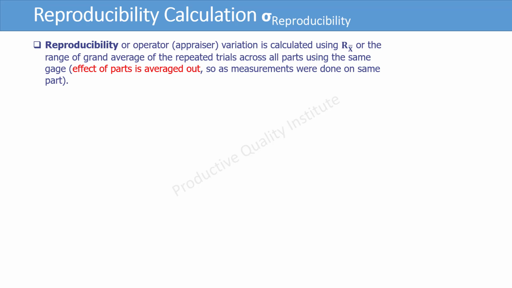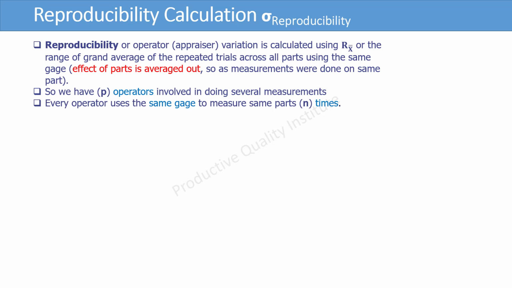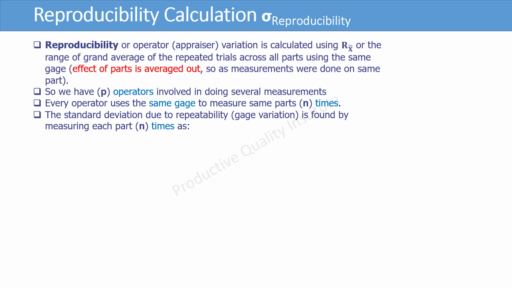Reproducibility, or operator, appraiser, variation, is calculated using R of x double bar, or the range of the grand average, of the repeated trials across all parts. Using the same gauge, the effect of parts is averaged out, as measurements were done on the same part. So we have P operators involved in doing several measurements. Every operator uses the same gauge to measure the same parts n times.